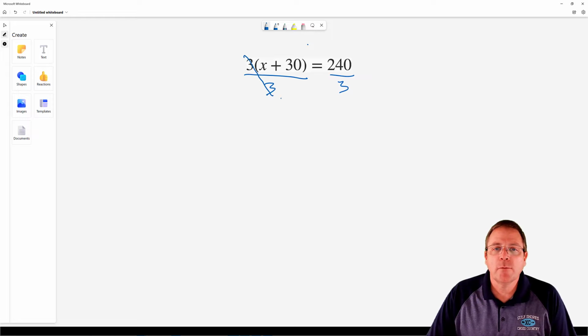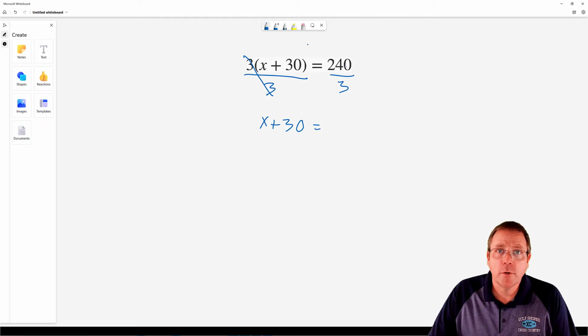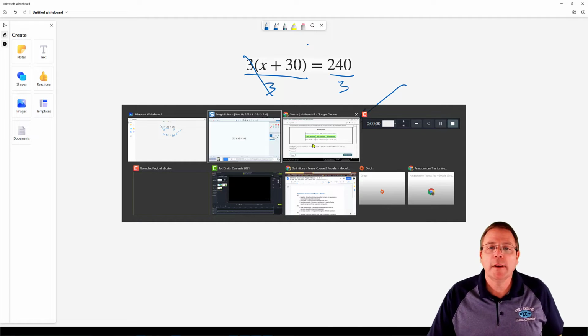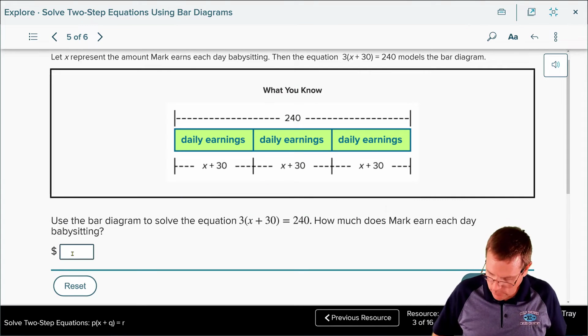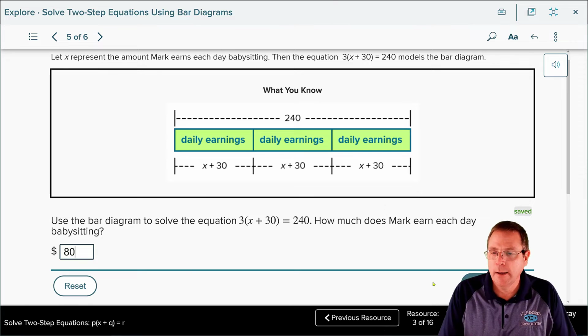3 divided by 3, of course, becomes 1. And 1 times the sum x plus 30 is going to stay as x plus 30. And that's going to equal your 240 divided by 3. That's going to end up being 80. So the $80 is going to be the amount of money that he makes each day. So we're going to come right over here and type in 80 and check that answer.